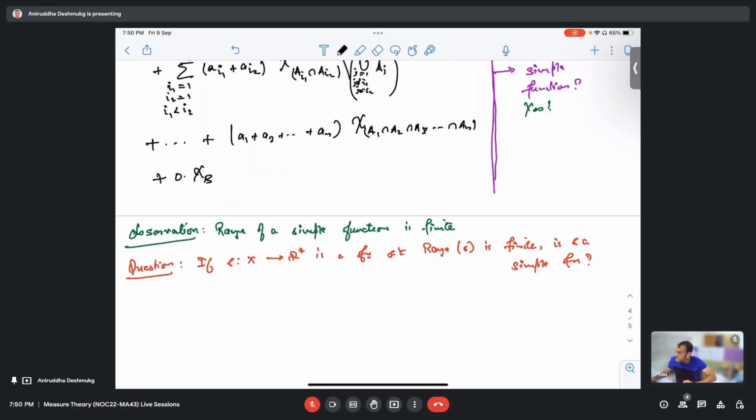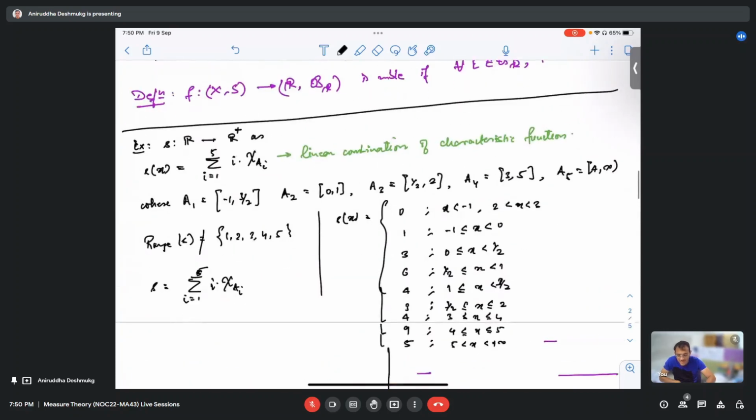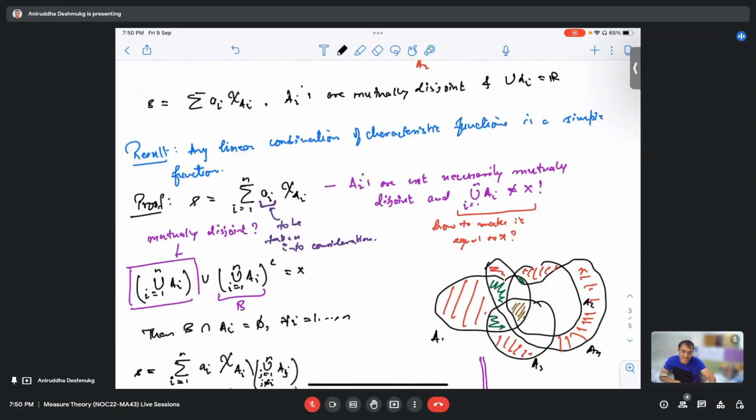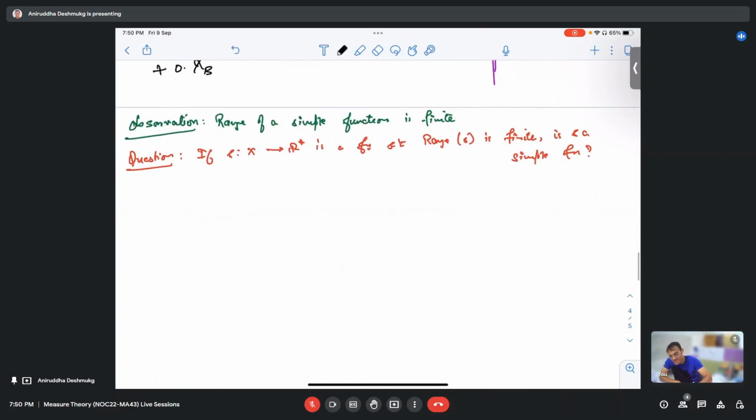So it may not be a simple function because obviously we have done it earlier that if the sets are not mutually disjoint, then it will not be a simple function. No, no. But we can write that thing also as a simple function, right? That is what this result says. Any linear combination of characteristic functions is a simple function. Yes, sir. Then I think it would be a simple function. Right. Yes, sir. Let us write it.